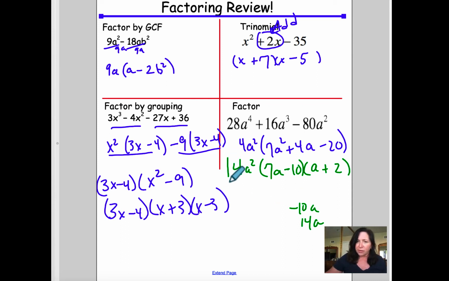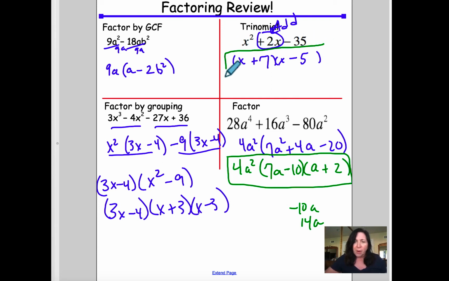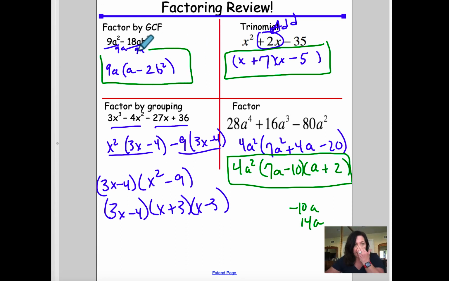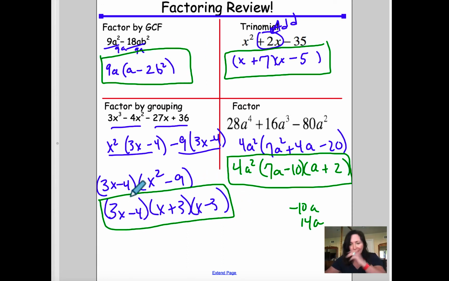So that's our answer. So, like I said, these are just simplifying. You're factoring. You can box these up. You're not solving, so don't set anything equal to 0. Don't add in any zeros. You just box those up, and then you're done.